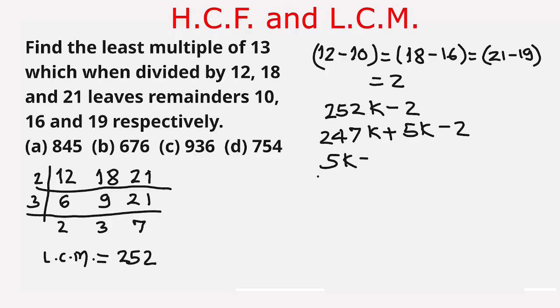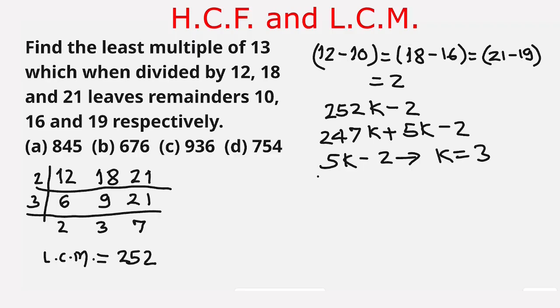5k minus 2. If we put the value of k equal to 1, then 5 minus 2 is 3. So it's not divisible by 13. If we put the value of k equal to 2, then it will be 10 minus 2 is 8, not divisible by 13. If we put the value of k equal to 3, then 5 times 3 is 15 minus 2 is 13, and it's divisible. So this gives the value of k equal to 3.